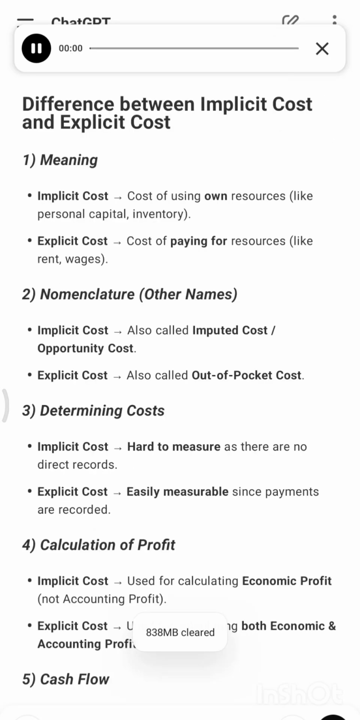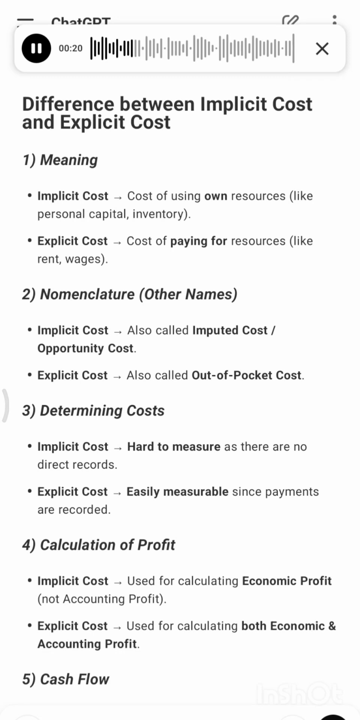Difference between implicit cost and explicit cost. 1. Meaning. Implicit cost: cost of using own resources like personal capital, inventory. Explicit cost: cost of paying for resources like rent, wages. 2. Nomenclature, other names. Implicit cost, also called imputed cost, opportunity cost. Explicit cost, also called out-of-pocket cost.